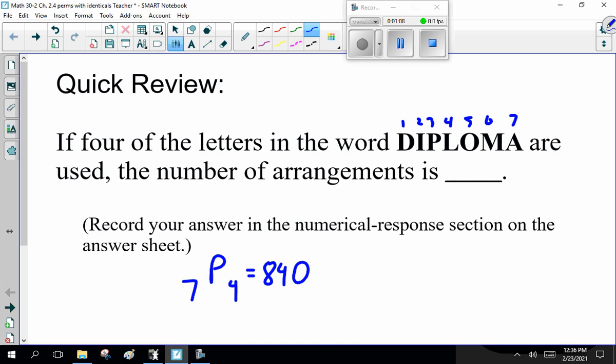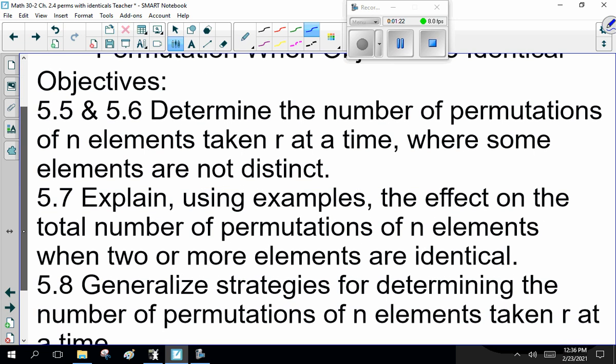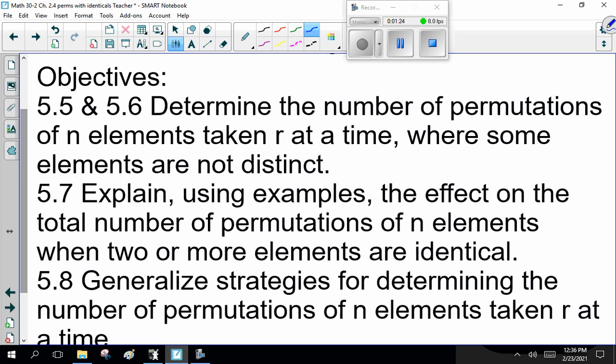Okay? Now, moving on. Chapter 2.4. Permutations when objects are identical. Now, this gets a little confusing. So pay attention. Objectives 5.5 and 5.6: determine the number of permutations of n elements taken at a time where some elements are not distinct. Explain, using examples, the effect on the total number of permutations of n elements when 2 or more elements are identical. And 5.8, generalize strategies for determining the number of permutations of n elements taken at a time.